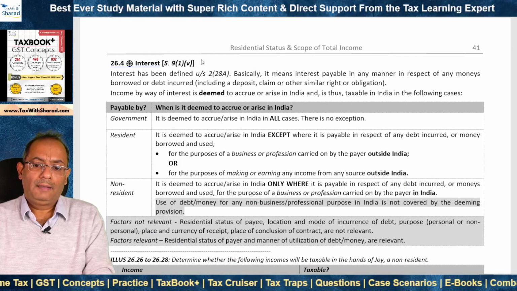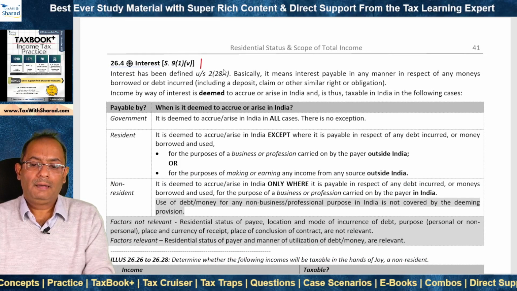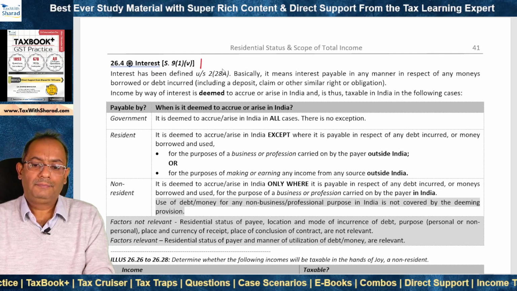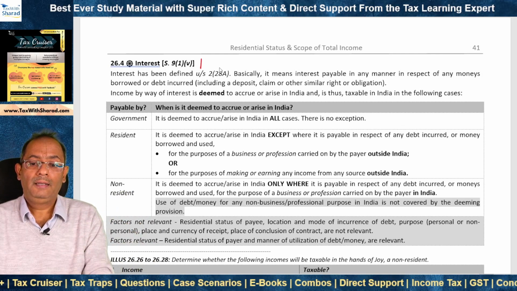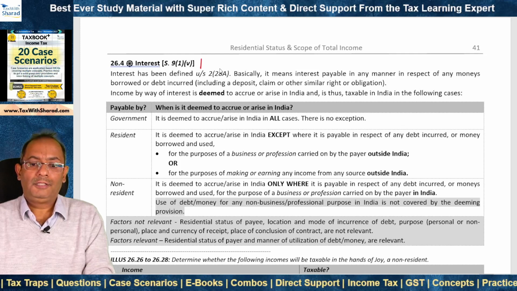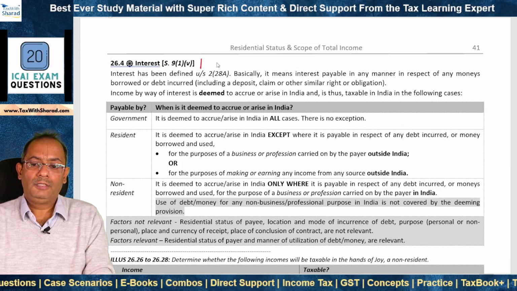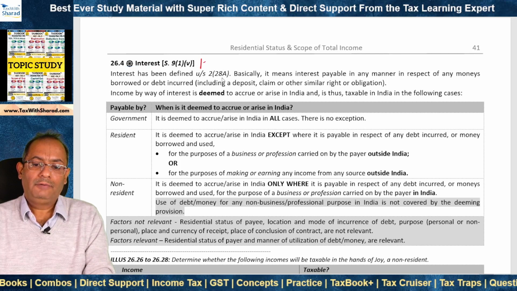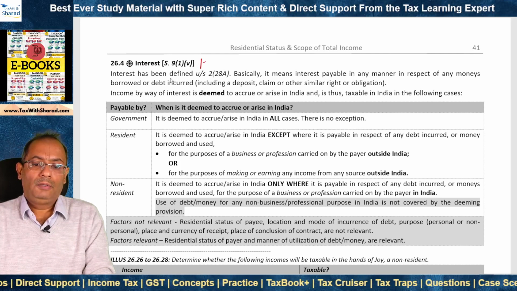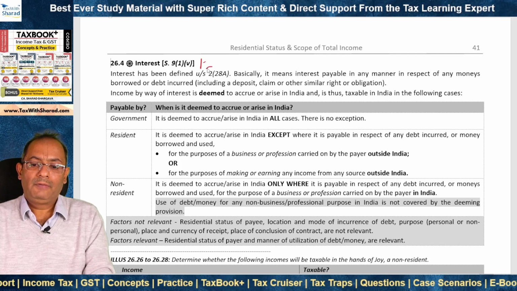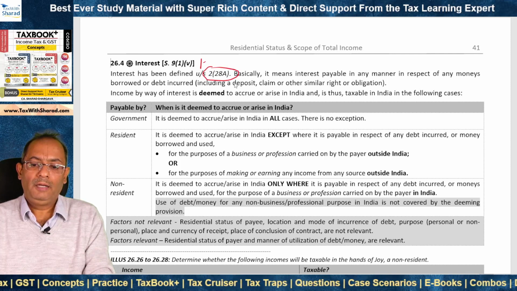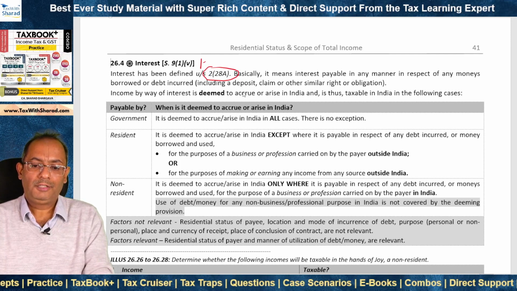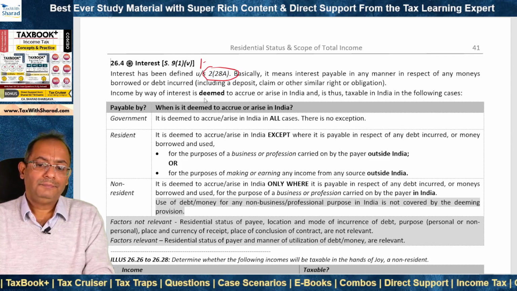Okay, now we will look at when is interest income deemed to accrue or arise in India and is therefore taxable in India irrespective of the residential status of the person who is receiving such income. And this is section 9(1)(v). You may note that interest has been defined specifically, and this is section 2(28A). So there is a specific definition of interest, right?